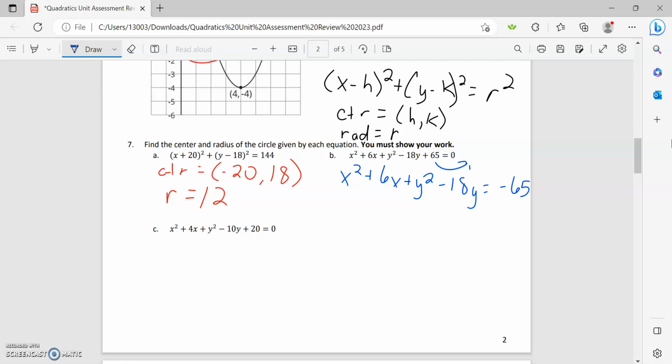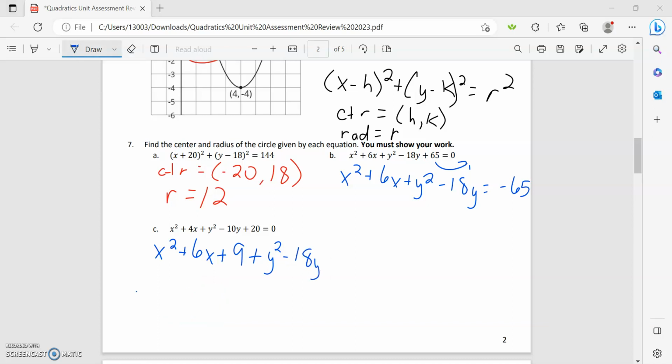Here's where the magic starts to seem to just appear out of nowhere. So x squared plus 6x, I'm going to start adding new numbers in here. I'm going to take x squared plus 6x plus half of 6 squared. So I'm going to add 9. I'm then going to continue plus y squared minus 18y.